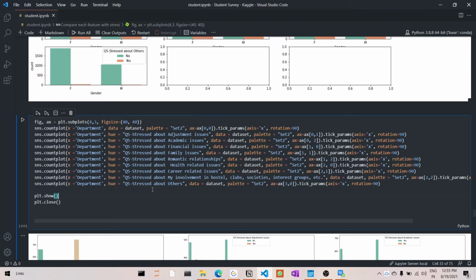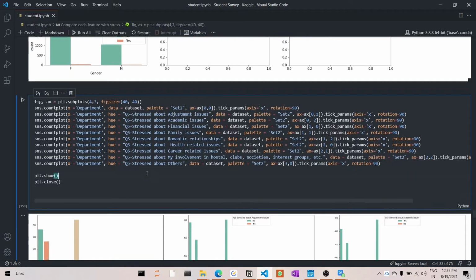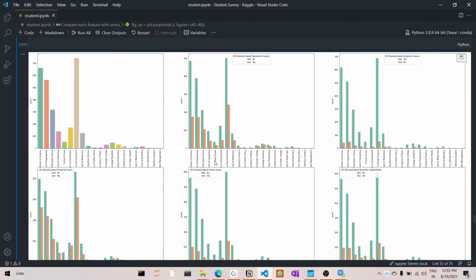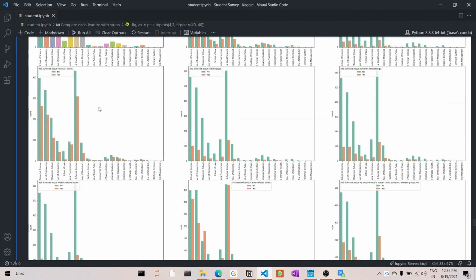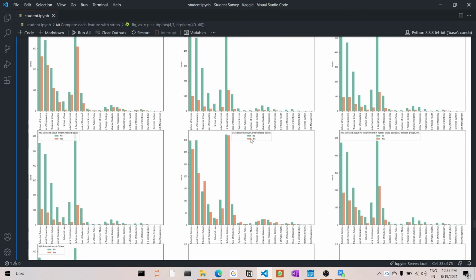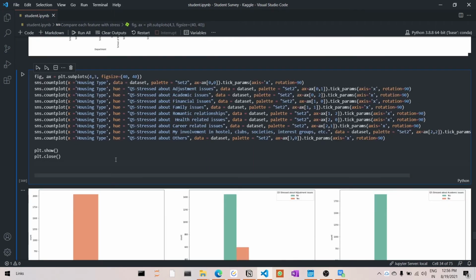Similarly, we are going to see the impact of department on various stress. So here you can see the various stress and their counts. So the students, they are saying no, and the students, they are saying yes. And here you can see the financial issue, and here you can see the stress about career and related issue, which is too high. Similarly, we can see the housing type and stress related to that.